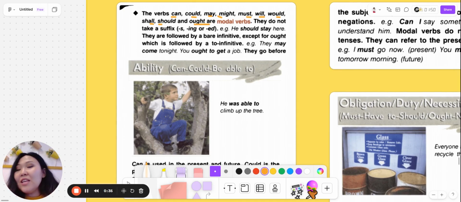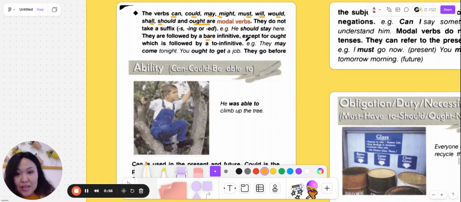What does it mean? They don't have suffixes like s, ing, or ed, and we can use them as auxiliary verbs too. So here we have an example. He should stay here. We don't have any endings. It's not "he shoulds stay." He should stay.